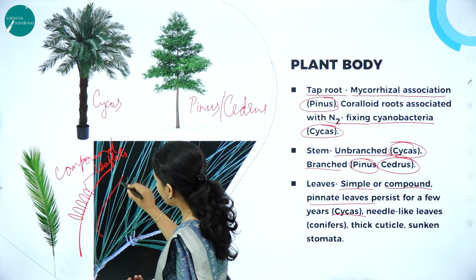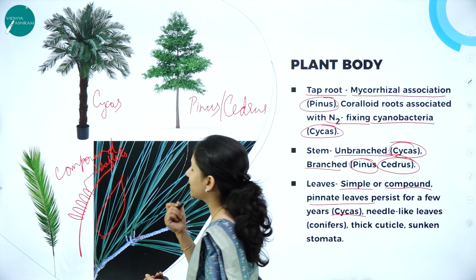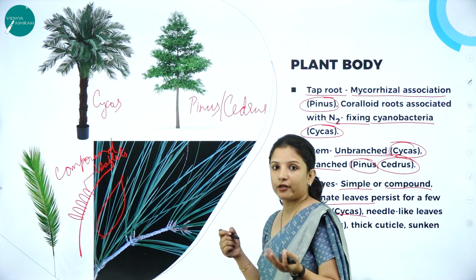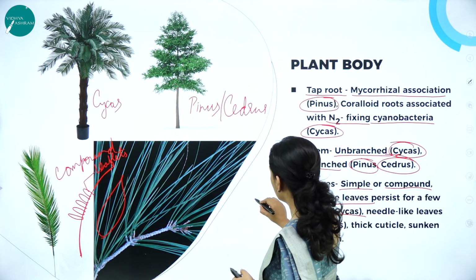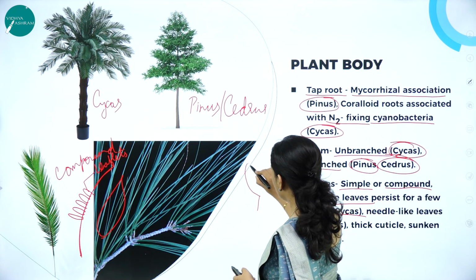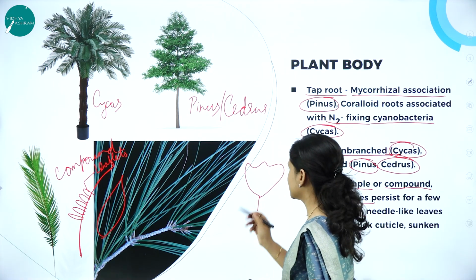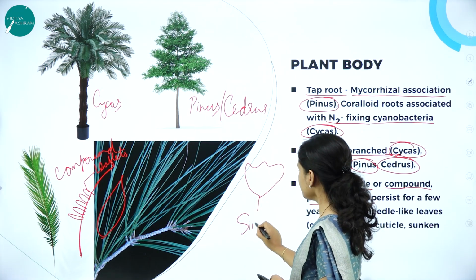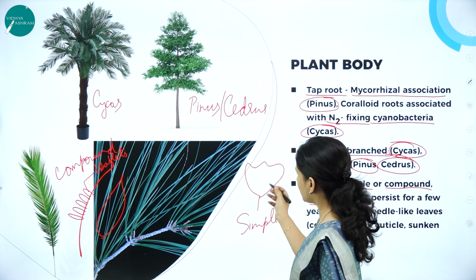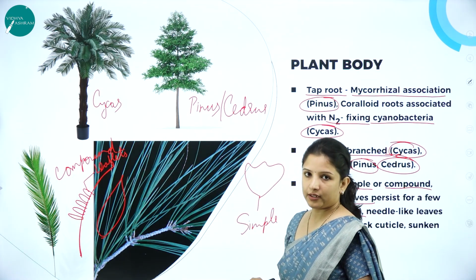Simple leaves means the normal leaves that you find. They are very simple. Or we can take the example of Ginkgo. Ginkgo biloba is an example of a gymnosperm wherein it will have one petiole and a leaf like this. This is a simple leaf. Now I hope you have understood what a simple leaf and a compound leaf are.